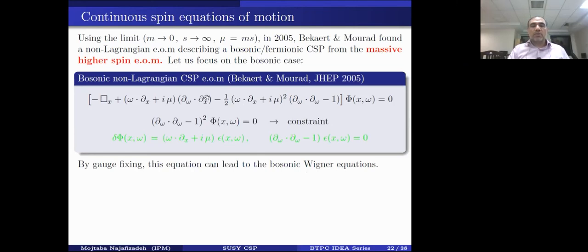Indeed, if you go to the Deser gauge, this plus this is Deser gauge. In Deser gauge, you will get minus box on phi equals 0. In momentum space, this is p square on phi equals 0. This was one of the Wigner equations. And then there is a residual gauge symmetry, and you can obtain other three equations.